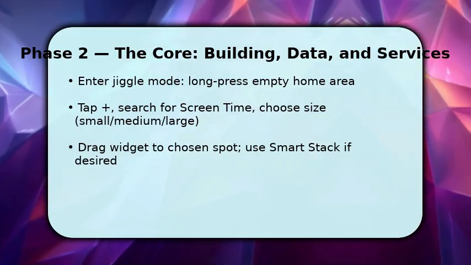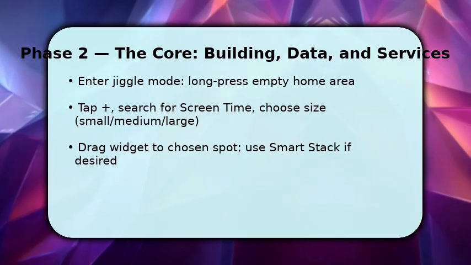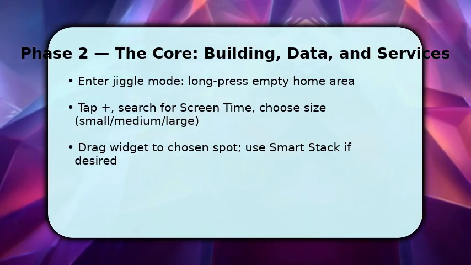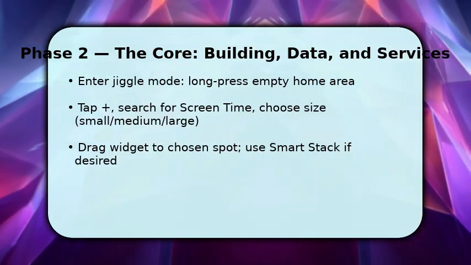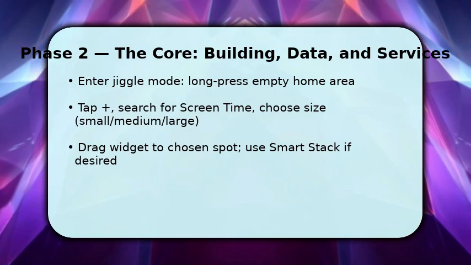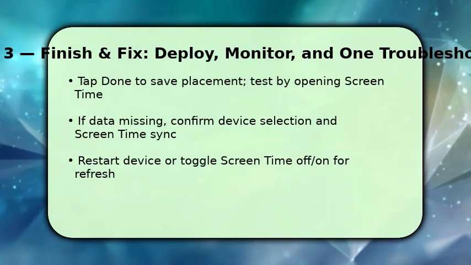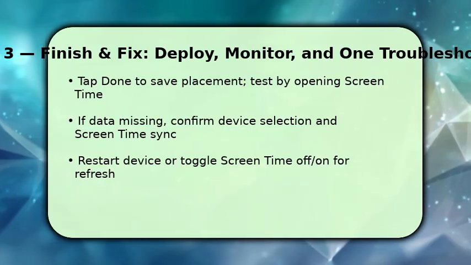Tap Add Widget and drag it to your chosen spot, or drop it into a smart stack if you want multiple widgets in one space. Make sure the widget reflects the correct device or family member. Finish by tapping Done to lock the widget in place, then open Screen Time to verify the numbers update.